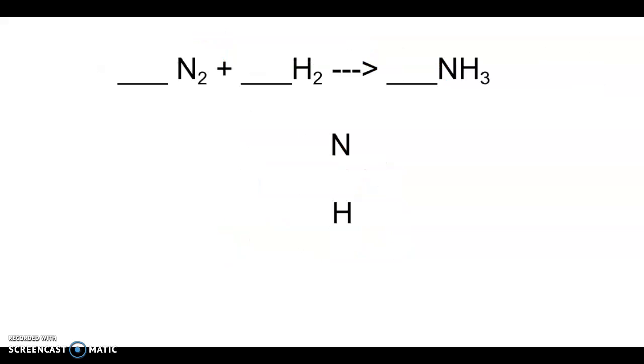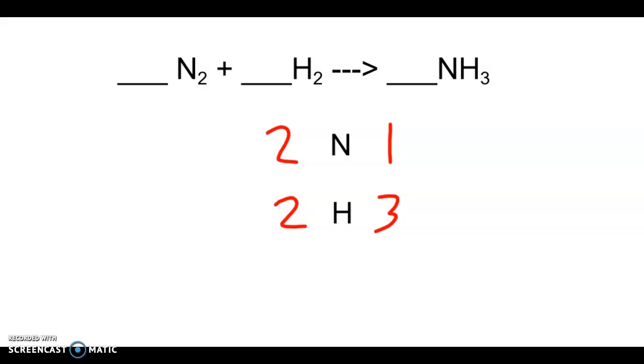All right, so next equation, we're dealing with nitrogen and hydrogen. For nitrogen, we've got 2 on the left and 1 on the right, hydrogen, 2 on the left, and 3 on the right. So neither of my elements is balanced here. So you can really start with either in order to balance.